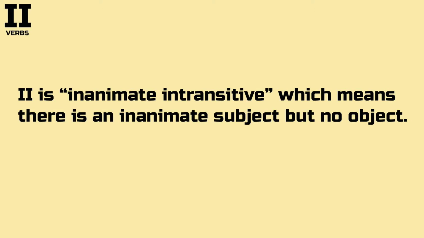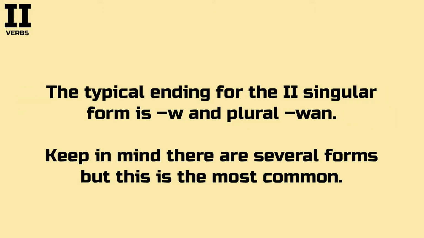So, for example, instead of an animate living subject such as a person or a dog or a deer, now we're talking about a table or a window or a book as an inanimate subject. A few things to keep in mind. The typical ending for the II singular form is W. That's not to say all IIs end in W, however, it is the typical ending. And the plural ending for the II is WAN, or simply adding an AN to that W. Keep in mind there are several forms, but this is the most common, and this is how we're going to roll this verb out.